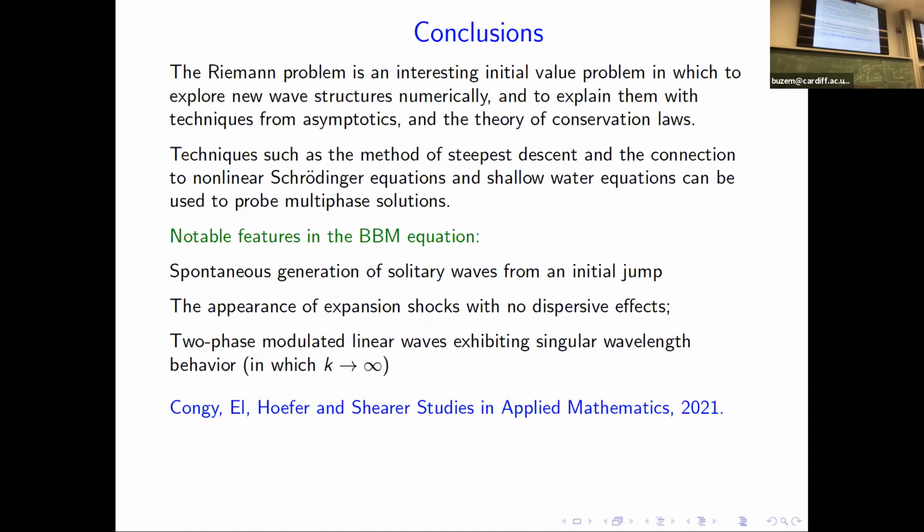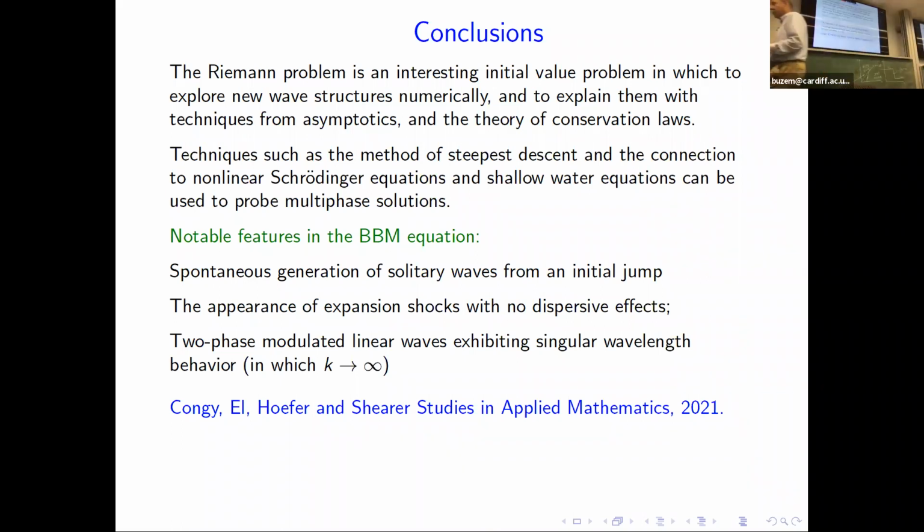So here are some conclusions. I've got a couple of minutes, but there's a paper that appeared fairly recently. I've told you about the Riemann problem for the BBM equation, which is very rich compared with solutions for, say, the KdV equation. And we've addressed some of the issues in resolving those various patterns.